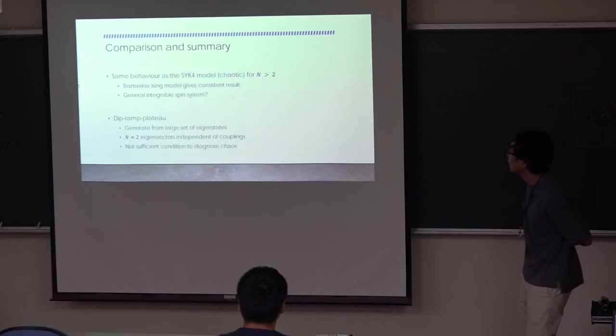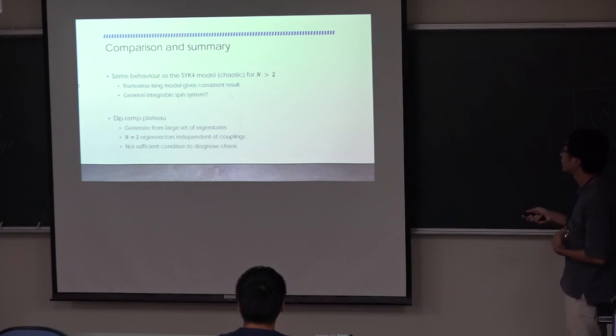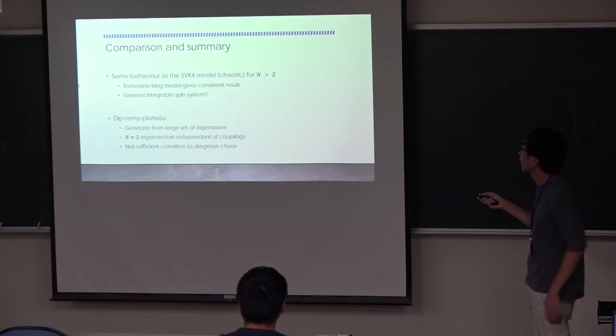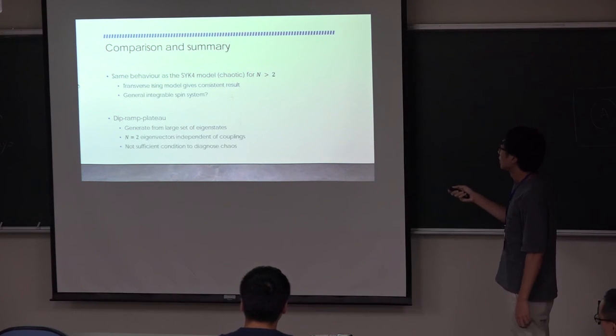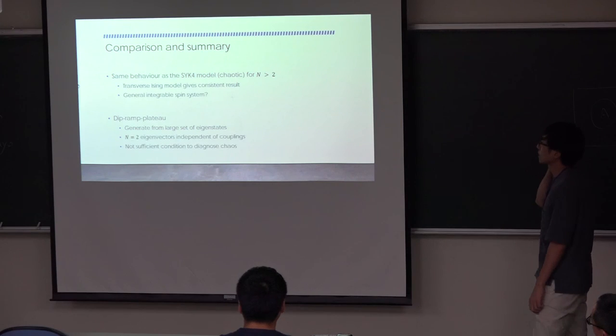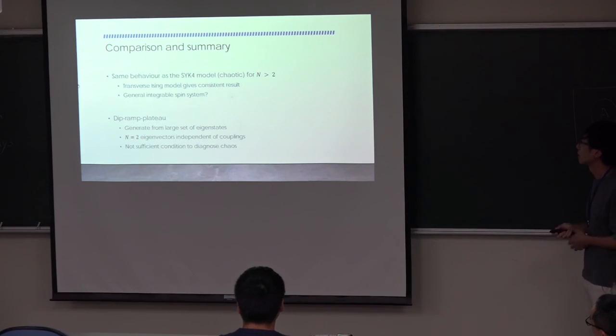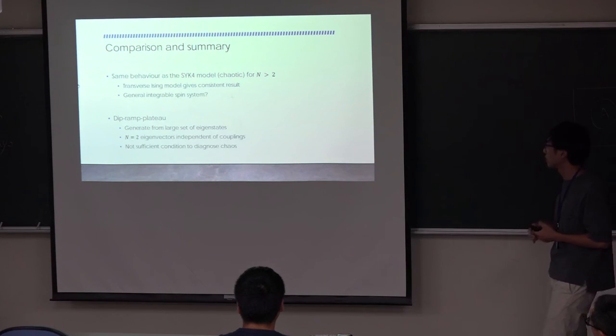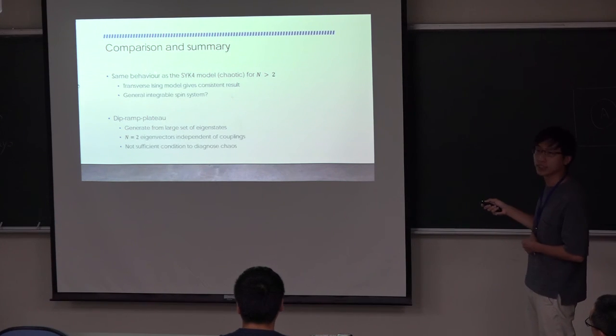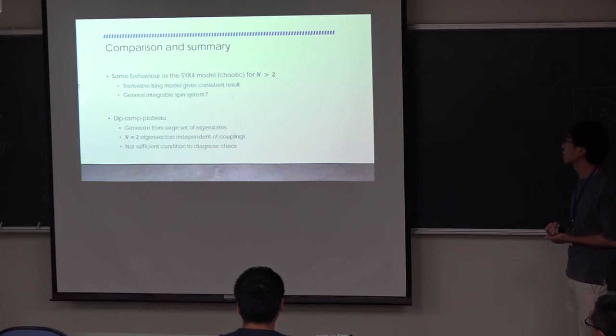So here is a summary of the numerical results that we obtained. When we look at the SYK2 model and its spectral form factor, we see the same behavior as the SYK4 model, which is believed to be chaotic for a number of degrees of freedom larger than 2. And in order to check this result, we also look at different qubit models. For example, we look at the transverse Ising model, and that also gives us consistent results.